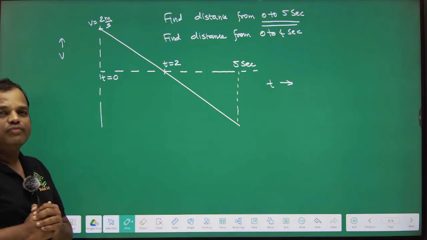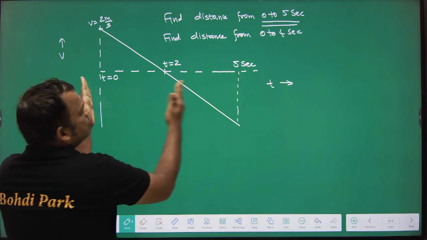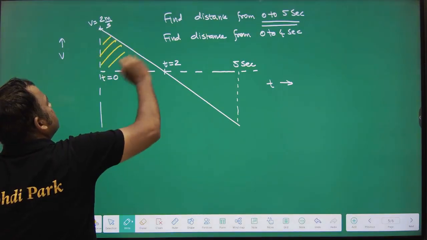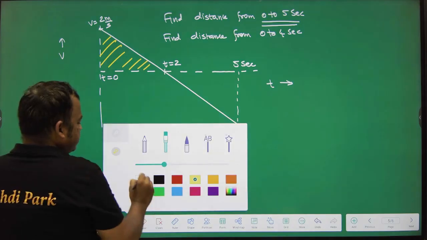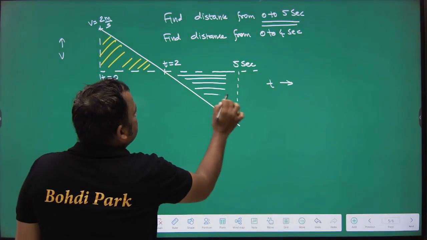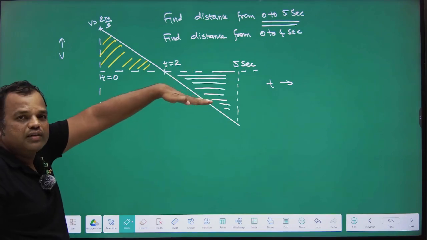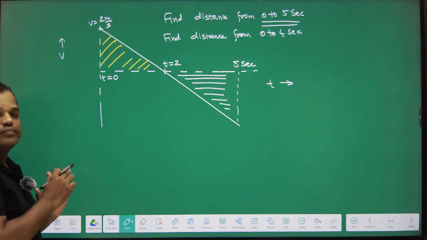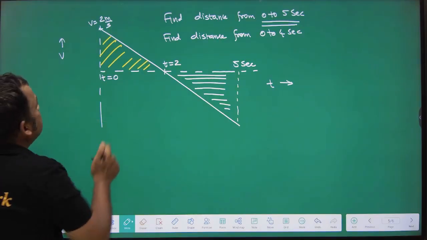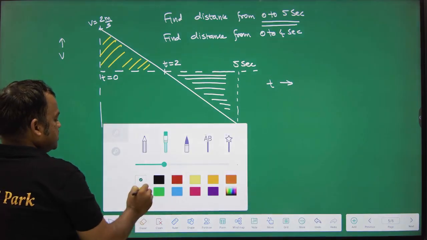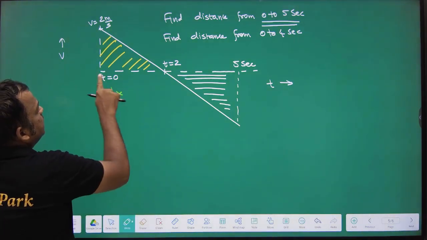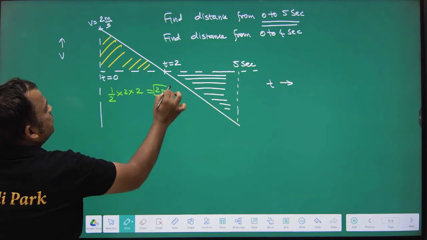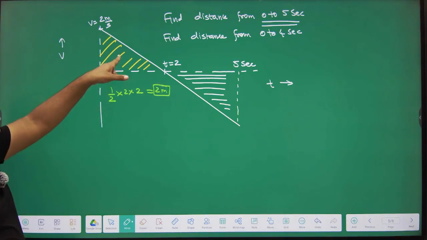When we consider 0 to 5 seconds, we have to cover the whole region. So this region will be positive area, and this region will be negative area because this region is below the time axis. So we have to take negative, and we are considering 0 to 5, so the whole region we have to consider. Now the positive area is half into base into height. So 2 cancel. So the positive area is 2 meter.